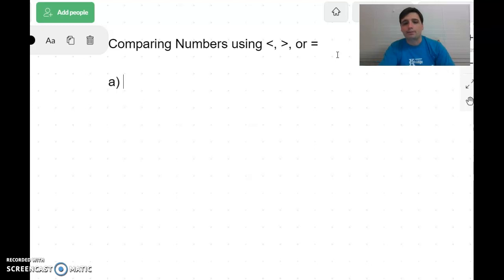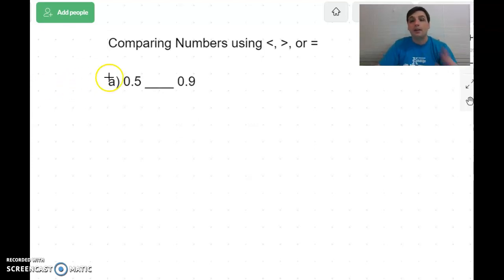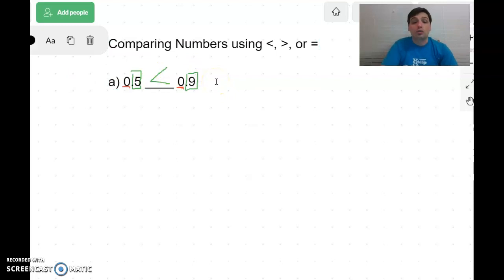So let's look at problem A. Problem A says we're going to compare 5/10 to 9/10. Right now, I'm sure most of you know the answer to this without even thinking about it, but we're going to try it still. The first thing I look at is my ones. My ones are the same, they're both 0, so I can't really compare yet. Then I can look at my tenths. I have 5/10 and 9/10. I know that 5/10 is less than 9/10. So I'm going to say 5/10 is less than 9/10. Pretty simple first one. Let's go a little harder and try question B.